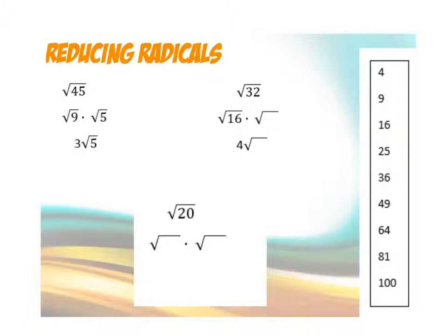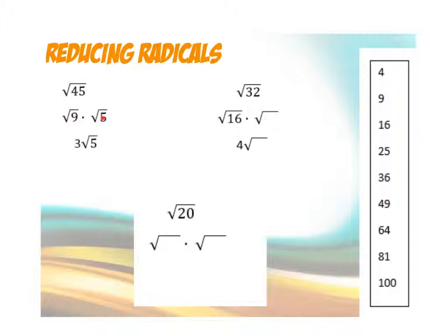So let's look at what you do then to reduce a radical that is not a perfect square. For example, this one that has the square root of 45. That's not a perfect square. It's not in my list over here. But what I can do is break that down into the product of two radicals, as long as those multiply to 45. Now, I could pick a variety of options here. I chose 9 and 5.